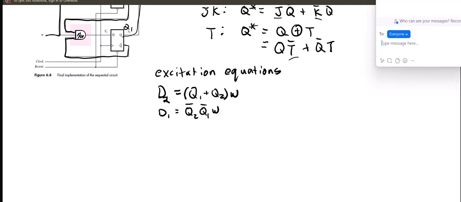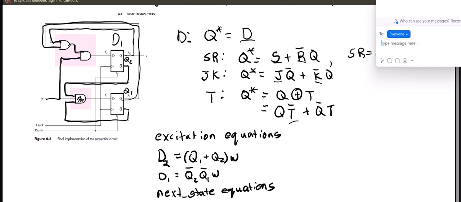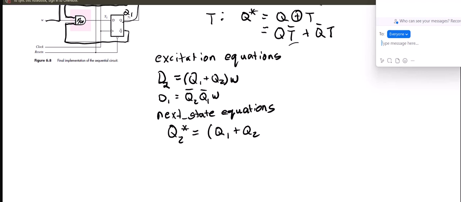Now, our next state equations, since these are D flip-flops, they're easy. Our characteristic equation for a D flip-flop is that Q star just equals D. So Q2 star equals Q1 plus Q2 times W, and Q1 star equals Q2 bar, Q1 bar, W.